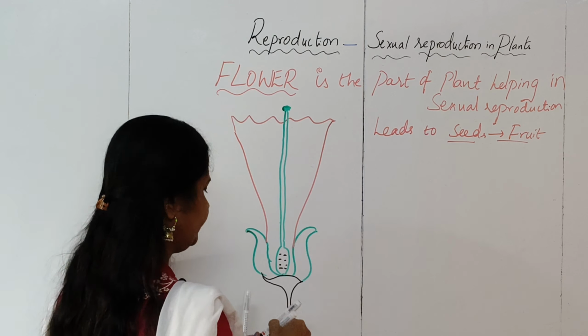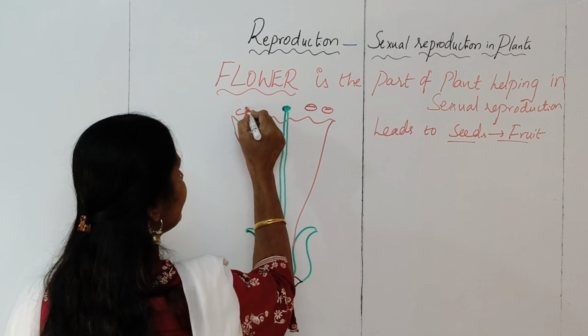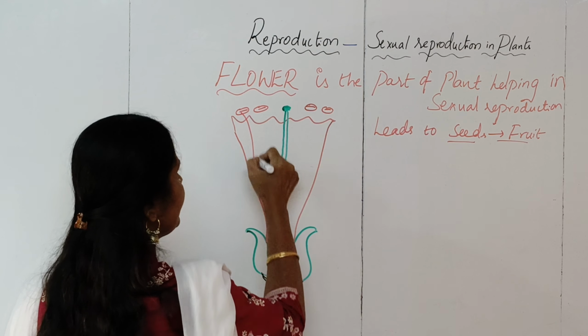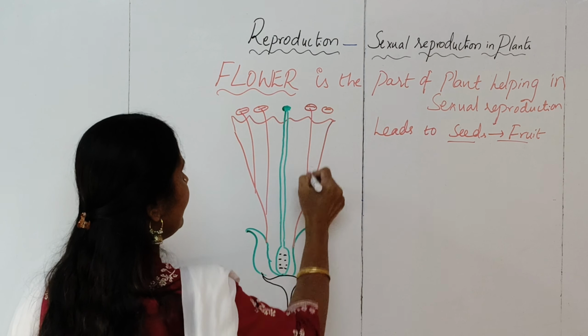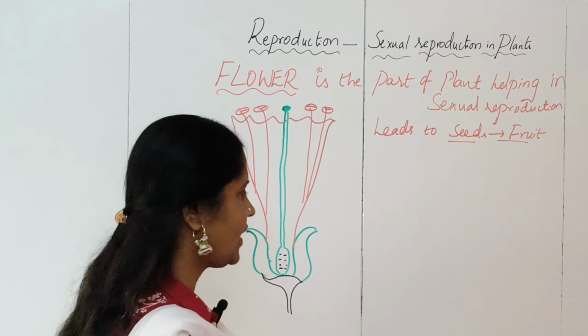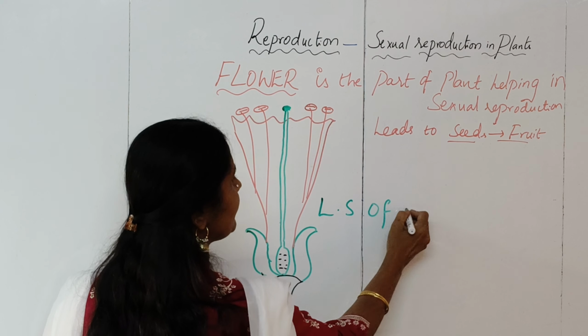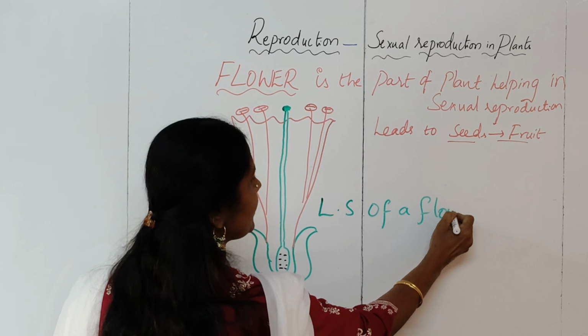Then we have the stamens which will have the anthers. So these are the anthers of the stamens. You can draw them like that. So this is how the flower looks. This is what is called the LS of the flower, that is, the longitudinal section of a flower.